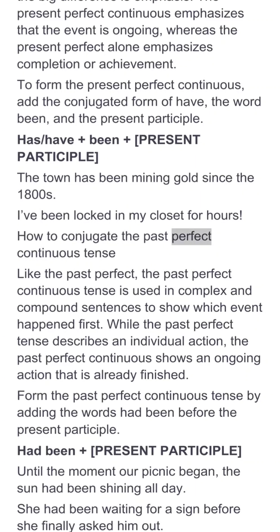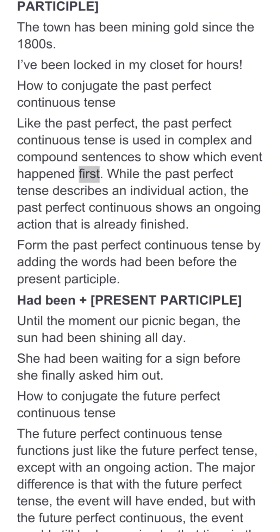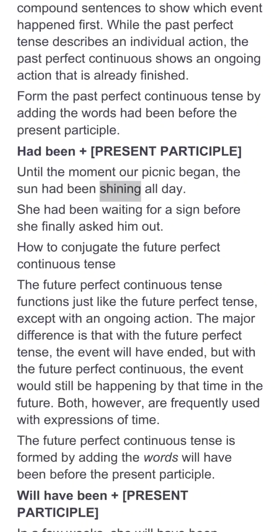How to conjugate the past perfect continuous tense? Like the past perfect tense, the past perfect continuous tense is used in complex and compound sentences to show which event happened first. While the past perfect tense describes an individual action, the past perfect continuous shows an ongoing action that is already finished. Form the past perfect continuous tense by adding the words had been before the present participle. Had been plus present participle. Until the moment the picnic began, the sun had been shining all day. She had been waiting for a sign before she finally asked him out.